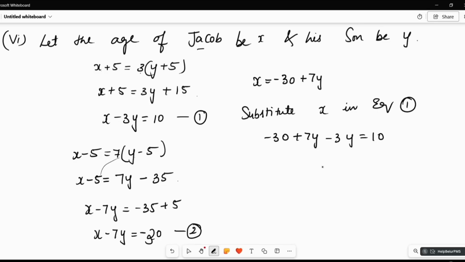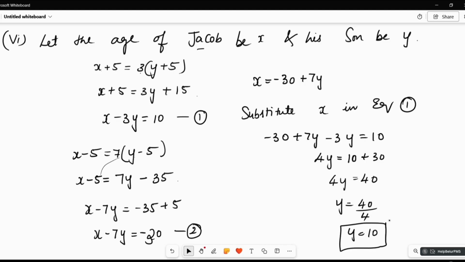7 minus 3 will be 4. So 4y is equal to 10, minus 30 will become plus 30. So 4y is equal to 40. y is equal to 40 by 4. So y is equal to 10. We get y is equal to 10.